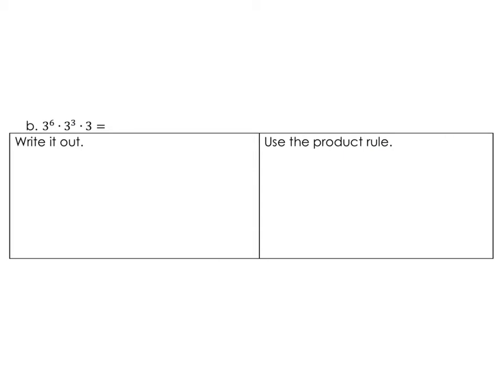Okay, let's try this again. I had 3 to the 6th power, and I'm going to write it all out. So I had 3 times itself 6 times.